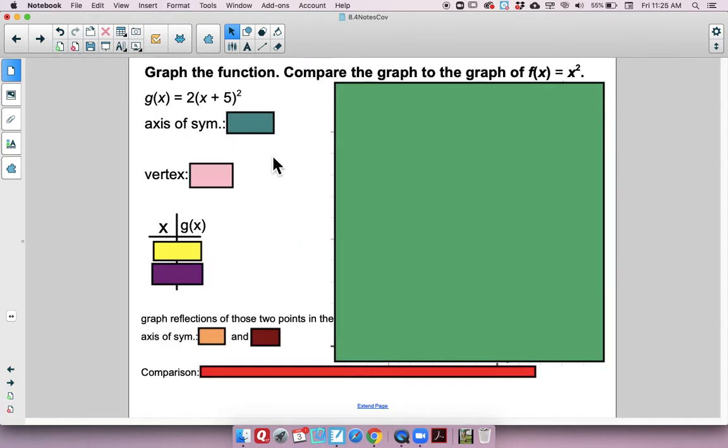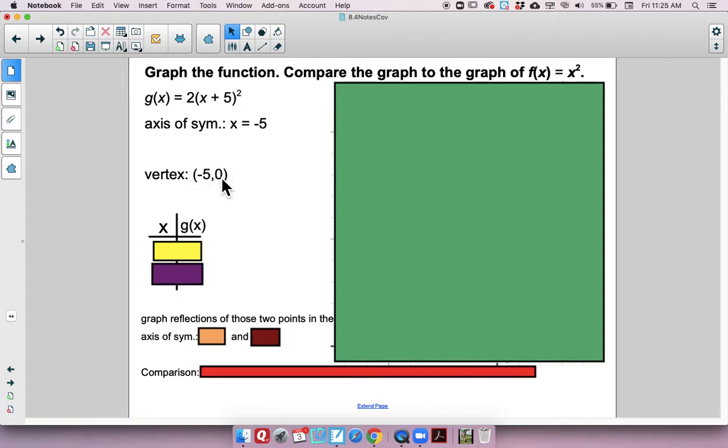So we're going to graph g of x equals 2 times the quantity (x plus 5) squared, and then we're going to compare that to f of x equals x squared. Okay. All right, well, I can already see that it's going to be a vertical stretch, right? a is greater than 1. And I know that x plus 5 is the same as x minus negative 5. So we're going to have a horizontal translation to the left. So what would our axis of symmetry be? Well, wouldn't it be x equals negative 5? Because we know our vertex is going to be at (negative 5, 0).